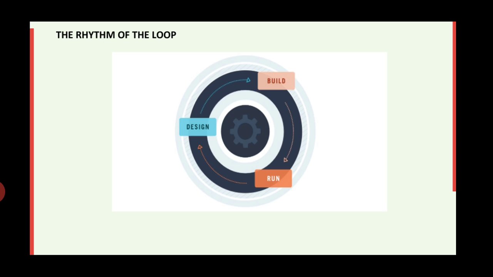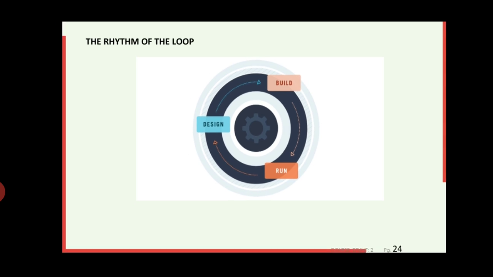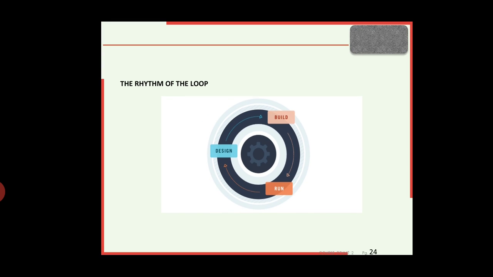First we design and then build, and finally we run that particular product. An iterative loop is formed, which is nothing but a life cycle. It is a continuous life cycle of the design thinking principle. It is the rhythm of the loop, how the exact work is done in design thinking.